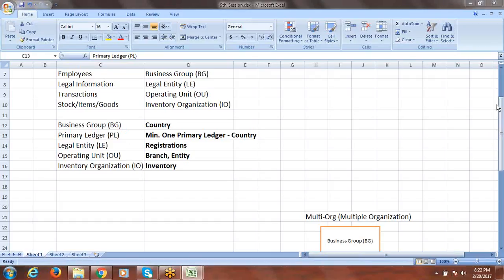First question. For instance, in one of the implementations, if the client doesn't want to use Oracle HRMS, they want to use some legacy system for managing their employees. In that case, what kind of BG can we have? For example, there are multiple countries in this implementation, but they want to use PeopleSoft as an application for managing their employees and their payroll. So in that case, how can you address the number of BGs? That's the first question.